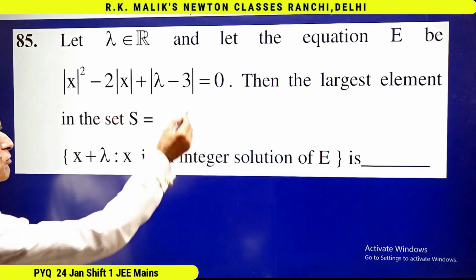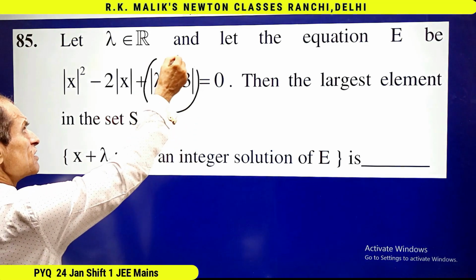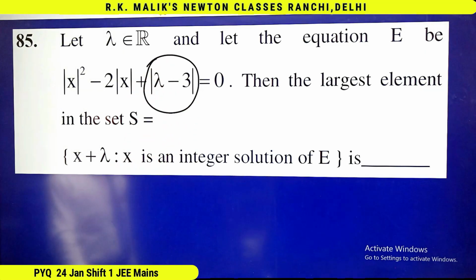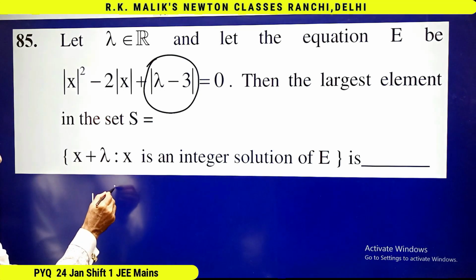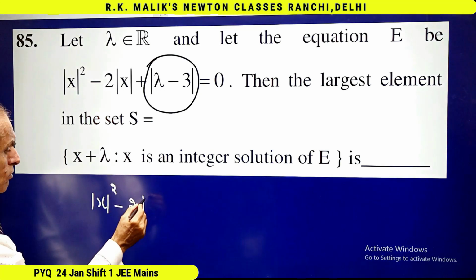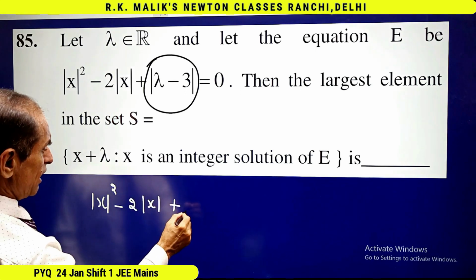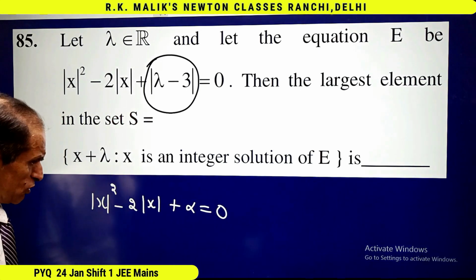First of all, I suppose this number as alpha. Once I have got the value of alpha, I will be able to find the value of lambda also. Therefore, the equation becomes mod of x squared minus 2 times mod x plus alpha equal to 0.